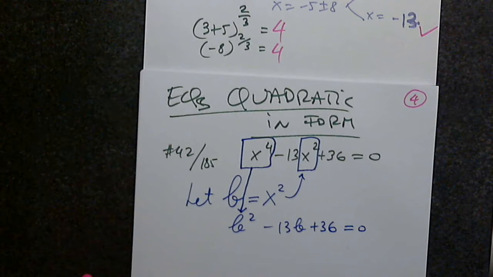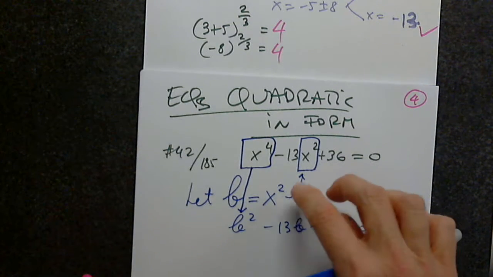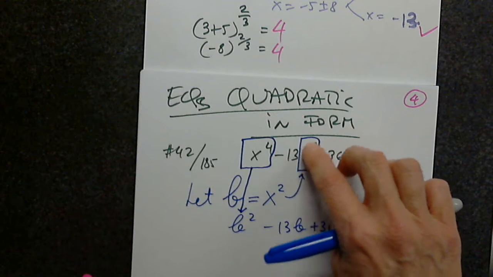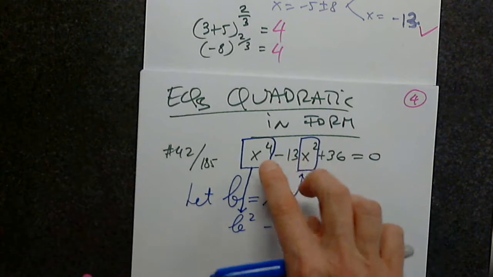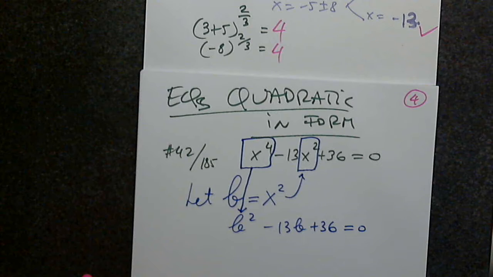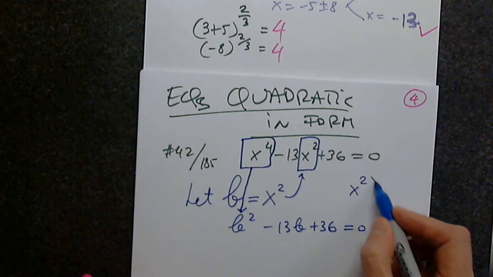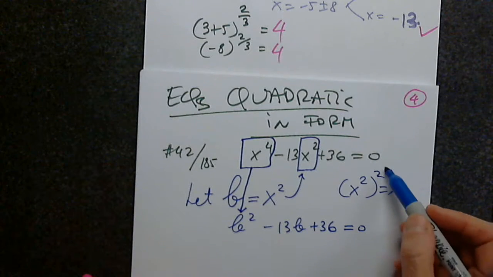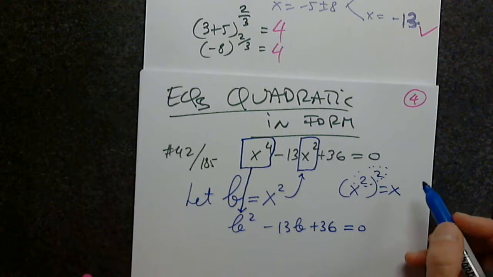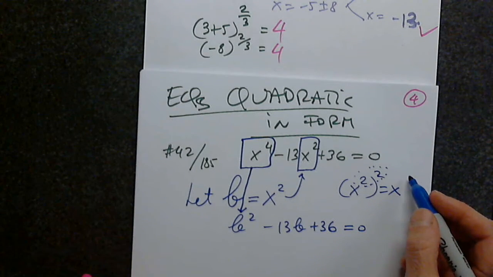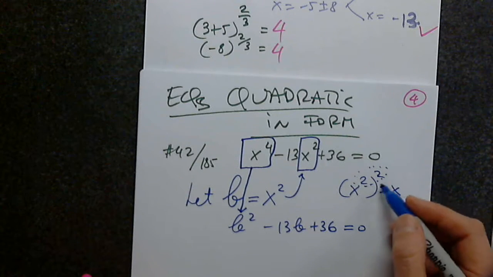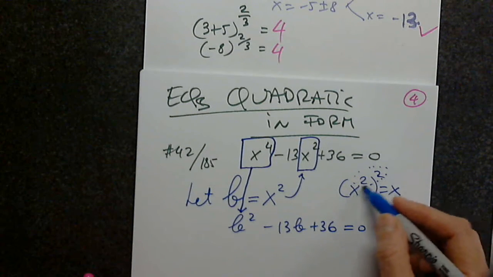But I can't force it. I want to make sure that this is true. If I denote this piece by b, is this piece b squared? Sure. It is. Because when I square x squared, I copy the base, and what do I do with the exponents? Multiply. When we raise to a power, we multiply.